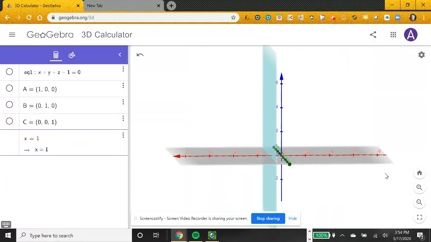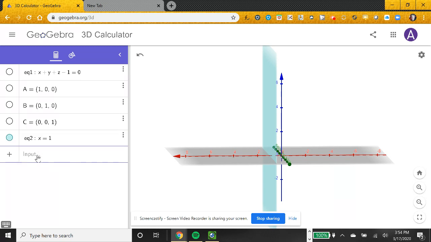But I wanted to show you how it's perpendicular to the x-axis. So when you have x equals 1, it's perpendicular to the x-axis, but it's parallel to the z-axis, and it's also parallel to the y-axis. I can get my letters all straight here, okay?